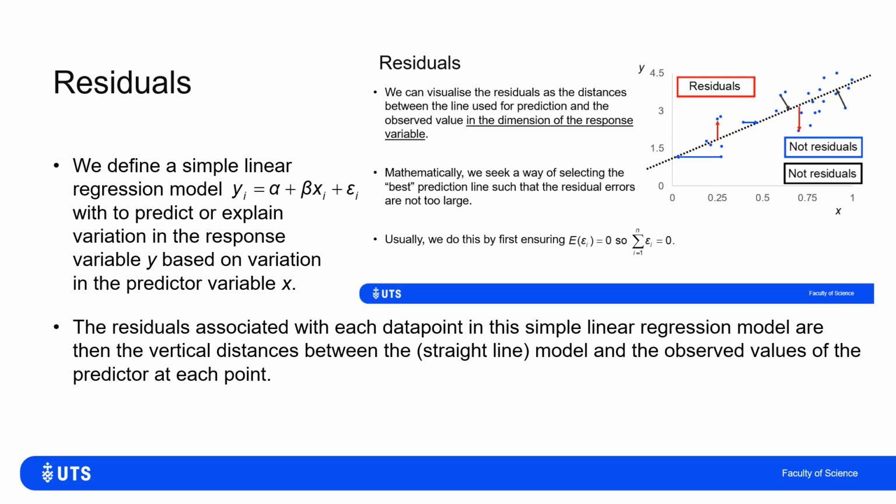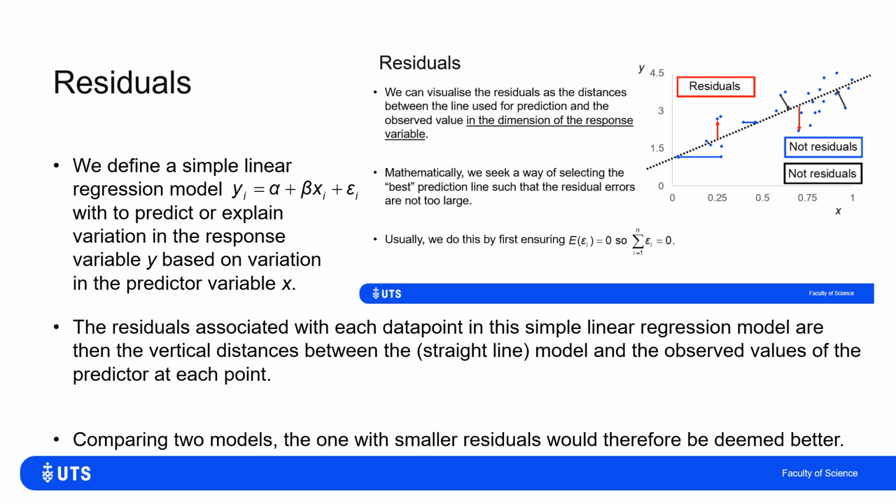We define the residual error as the distance between what the model would have predicted with this straight line and the actual data point observed for the y at that x value. Now, intuitively, if I've got two models and one has very large residuals, so the line is a long way away from what was actually observed, and another model where the residuals are much smaller, fairly obviously we would think that a model with smaller residuals is, in general, a better model.